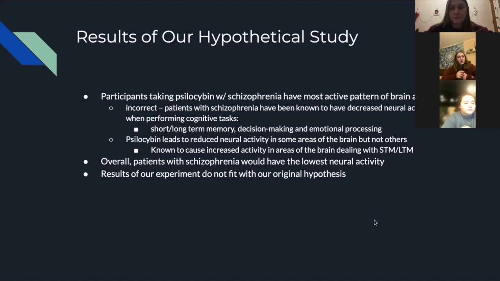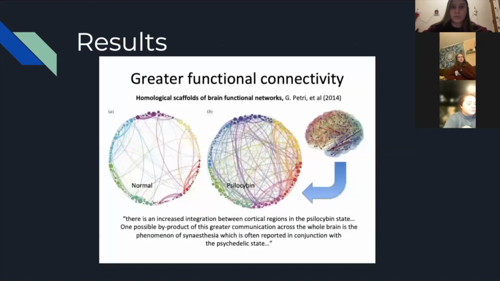But people with schizophrenia also have been known to have a decreased pattern of neural activity, especially when it comes to performing different cognitive tasks, such as short-term memory or long-term memory tasks, decision-making, or emotional processing. So overall, we concluded from the results of the study that patients with schizophrenia would have the lowest neural activity and perform the lowest on the cognitive task process. So if our results did fit in with people taking psilocybin having the greatest amount of activity, this is kind of a representation that we found online of the different internodes between our brains while on psilocybin.